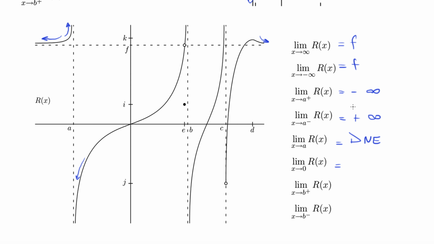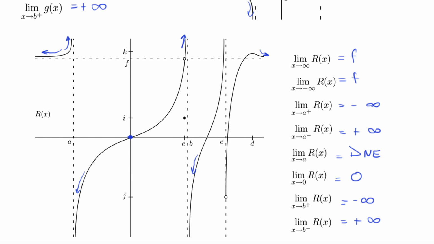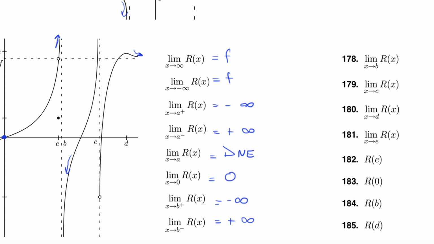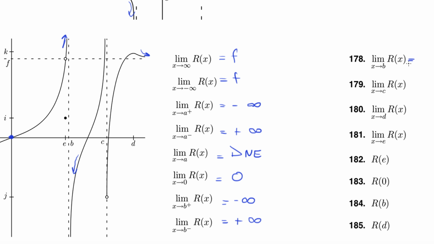Okay, and I wanted to add that here we have infinite essential discontinuities, in other words, infinite discontinuities. When x approaches 0, it's just 0. When x approaches b from the right, notice that my graph is approaching negative infinity, and from the left is approaching positive infinity. Okay, let's see, do we have more? Yes, we do. Okay, so here, when x approaches b, notice that again these two are not equal, so it does not exist.